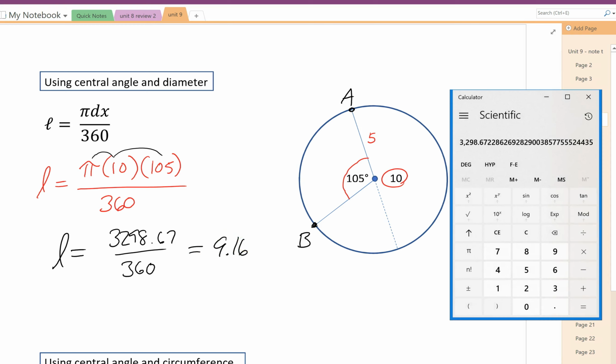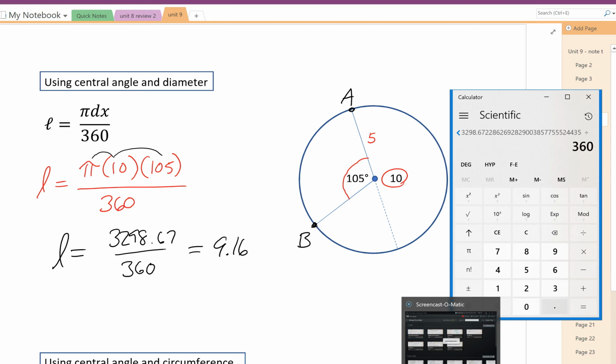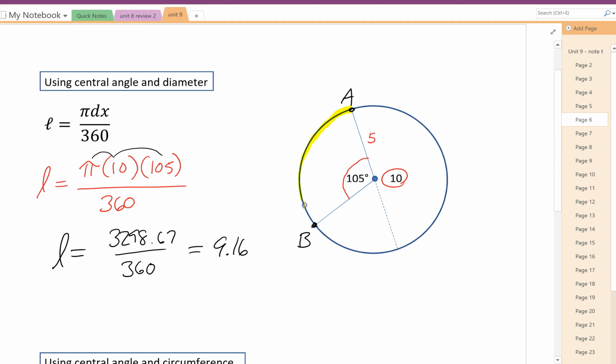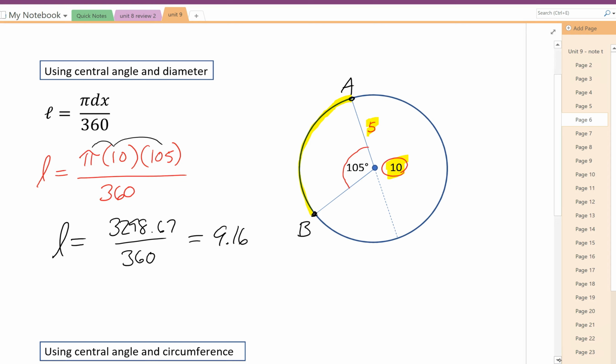Again, if you want me to verify, I will. 9.16. Okay, so the same answer, which is what we should get, because really what we have here is the same information. It was just presented a little bit different. We were given a diameter instead of a radius to start with. So it's up to you. If you feel more comfortable using a radius, do that. If you feel more comfortable using a diameter, just double the radius and use this formula.